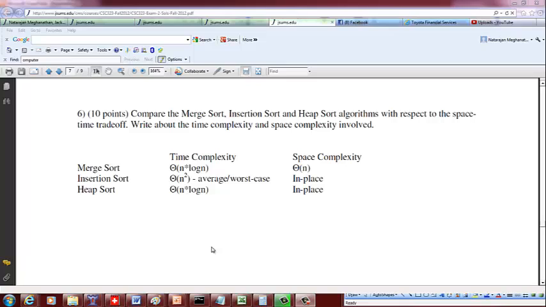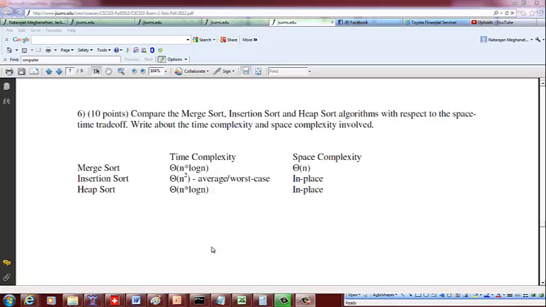Okay, so you say an algorithm is in place if it requires only a constant number of additional memory spaces, or zero memory space. It doesn't require anything that is proportional to the size of the array. Okay, such algorithms are said to be in place.